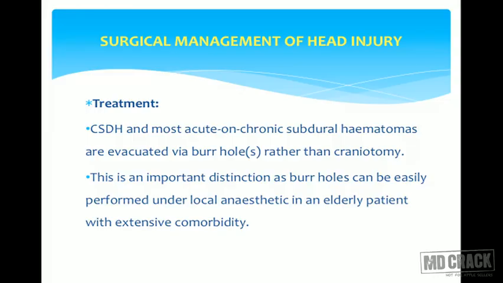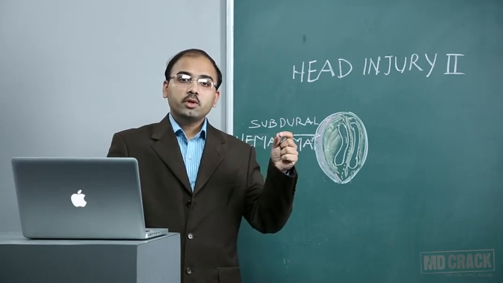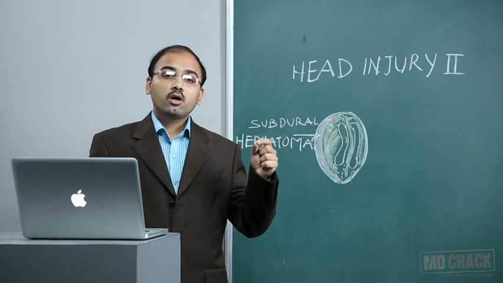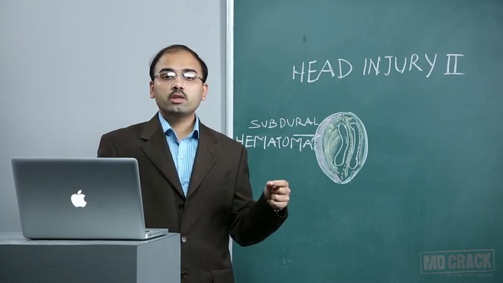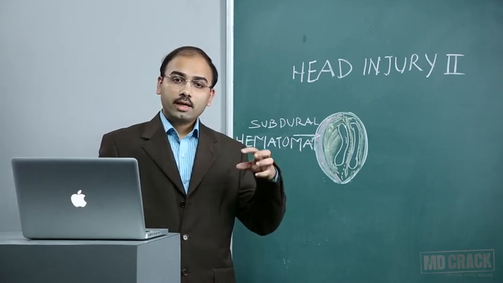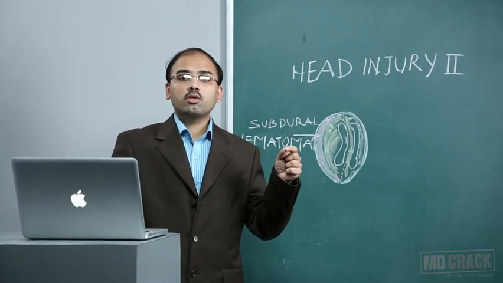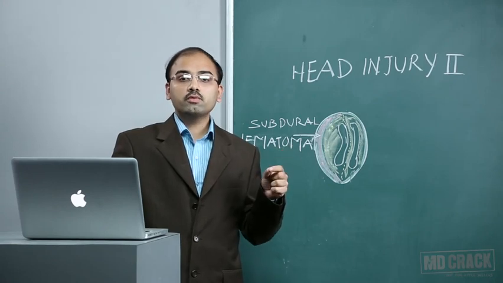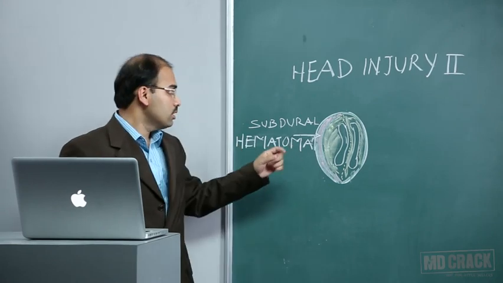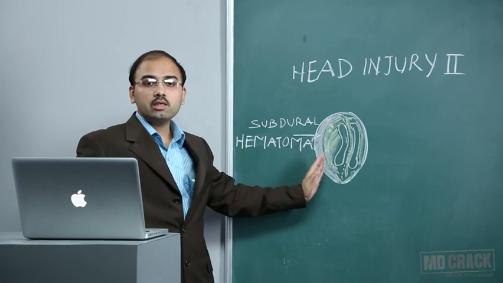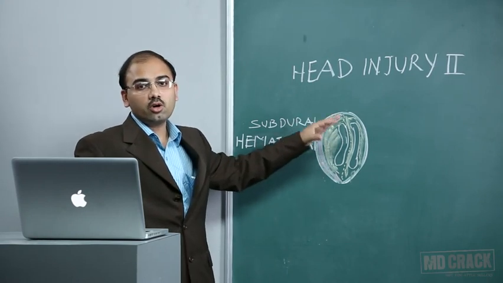Now we'll see treatment options for chronic subdural hematoma. So chronic subdural hematomas and most acute on chronic subdural hematomas are evacuated via boreholes rather than craniotomy. So if you are asked question, the treatment of choice for drainage for chronic subdural hematomas, you will be given craniotomy, borehole or craniectomy. So it is the borehole that is main treatment of choice. So you can have 2 boreholes. The appearance will be same as acute, but it will be isodense or hypodense.